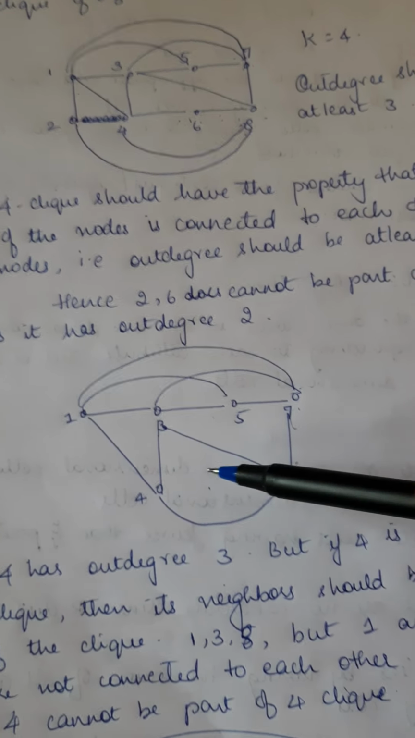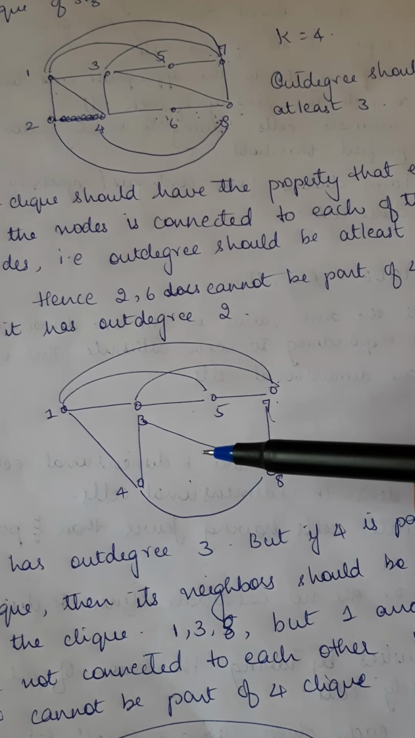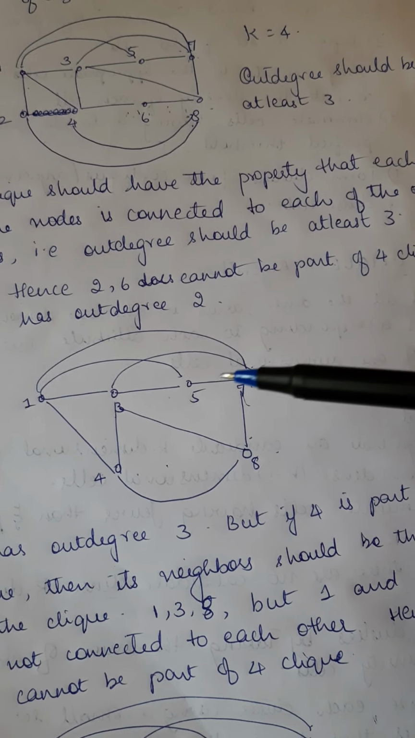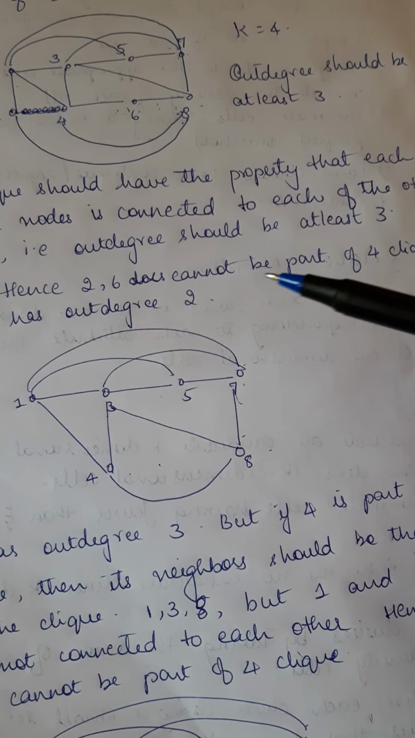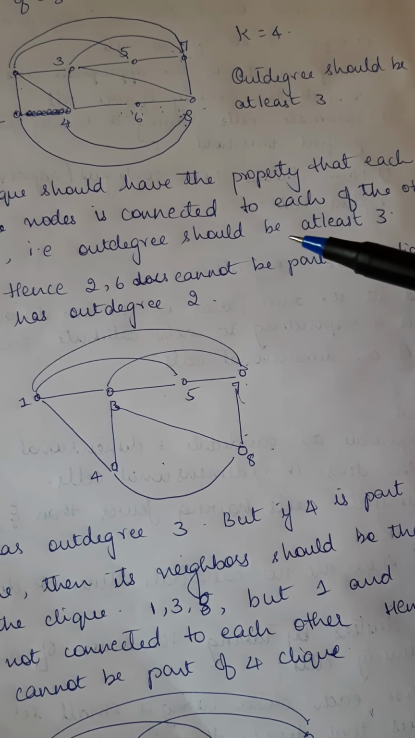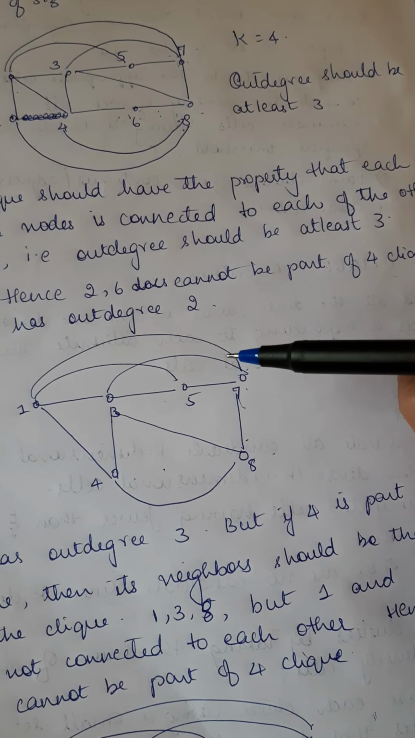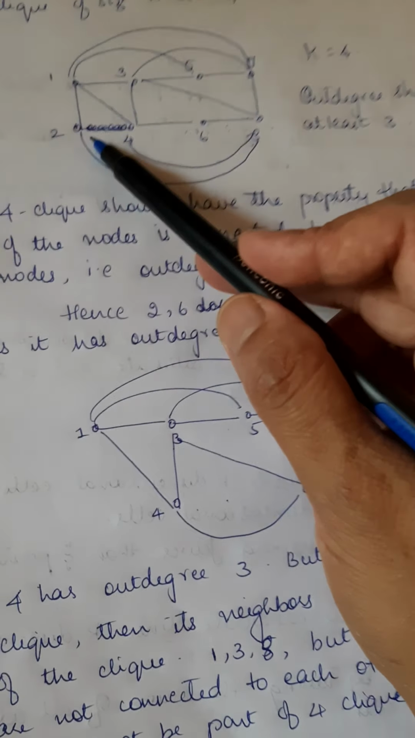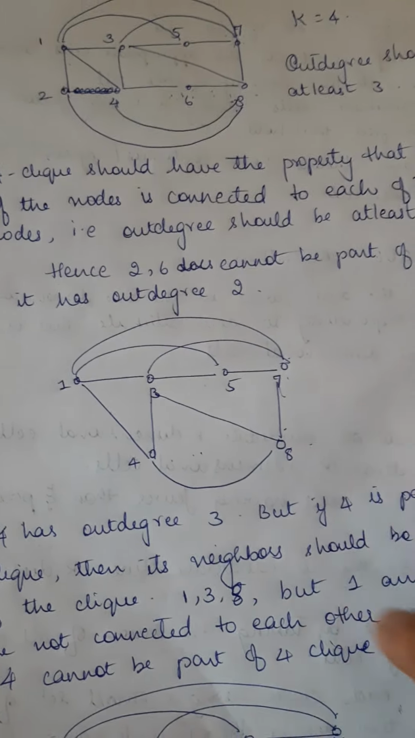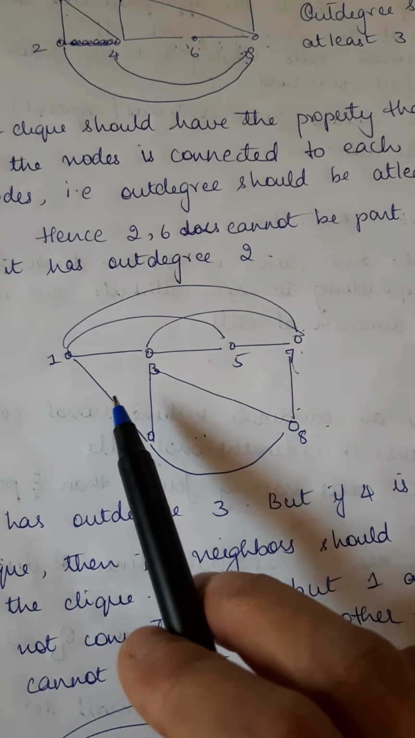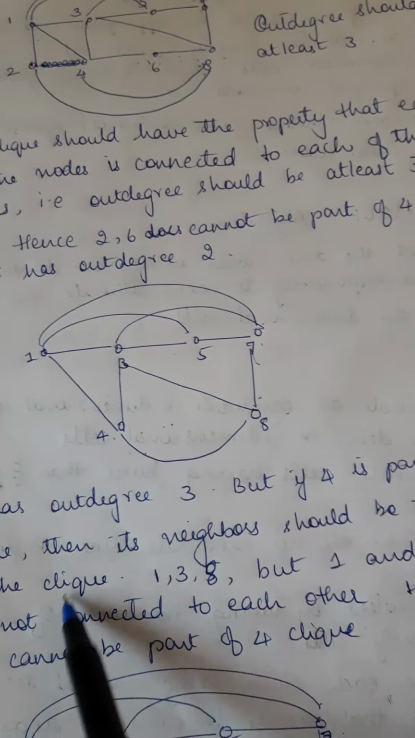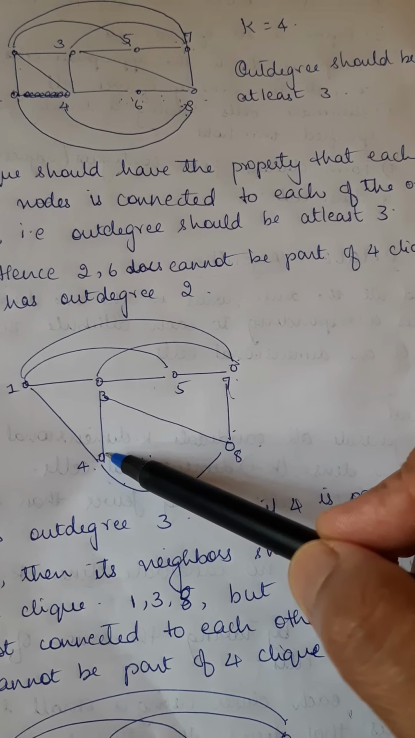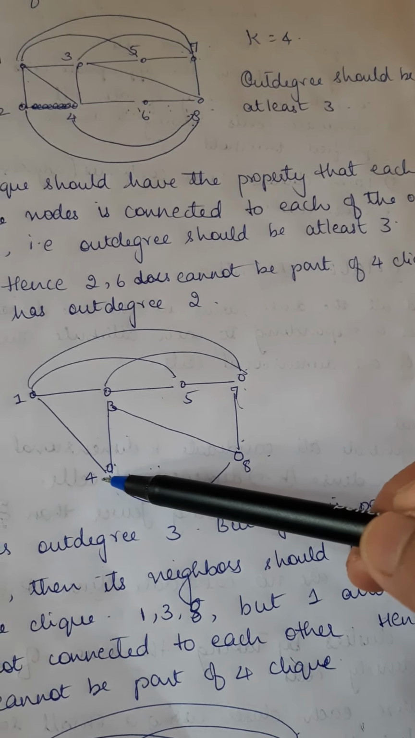So we get this figure. If I am taking a 4-clique, the properties it should have are that the nodes should be connected to each other and the out degree should be at least 3. These are the two properties, remember that. For a 4-clique, each of the nodes should be connected to one another, and the out degree should be at least 3. Wherever I had out degree of 2, I have eliminated them and got this figure. Now we check node 4. Node 4 has out degree 3, so it is fine. But look at the other condition. If 4 has out degree 3 and it is forming a clique, then its adjacent neighbors should be the rest of the clique.